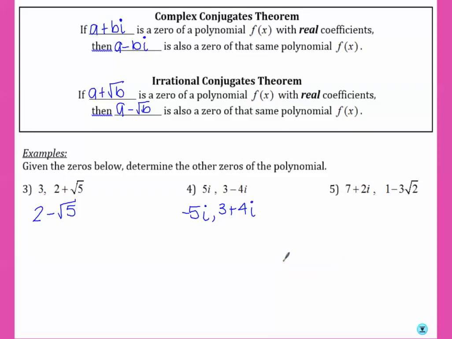You should have gotten that 7 minus 2i is a root, and 1 plus 3 square roots of 2 is also a root.